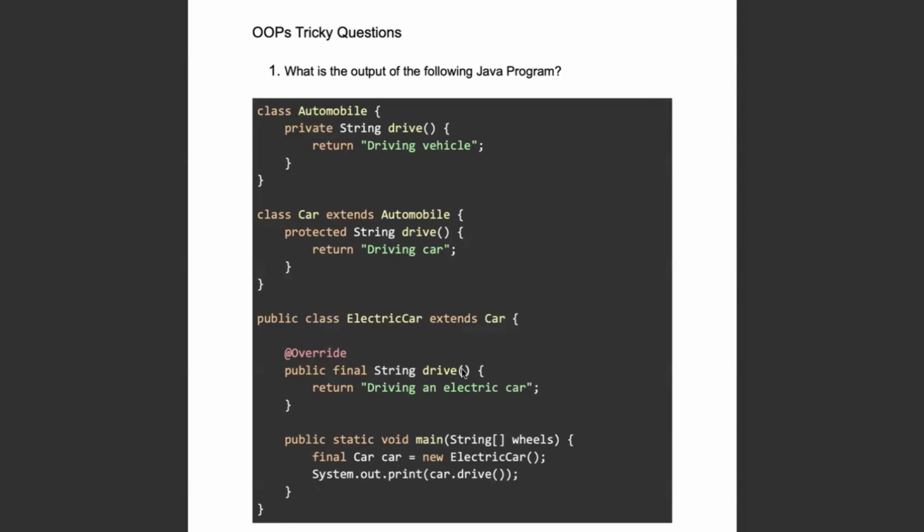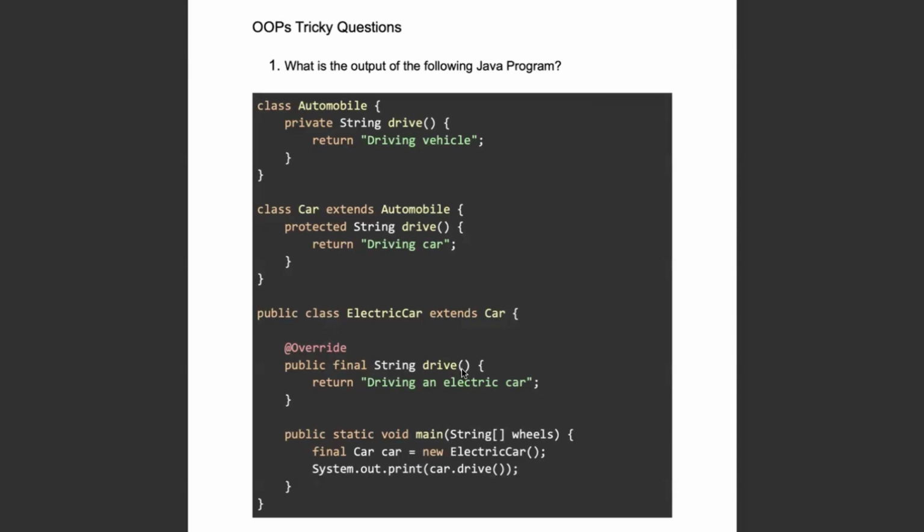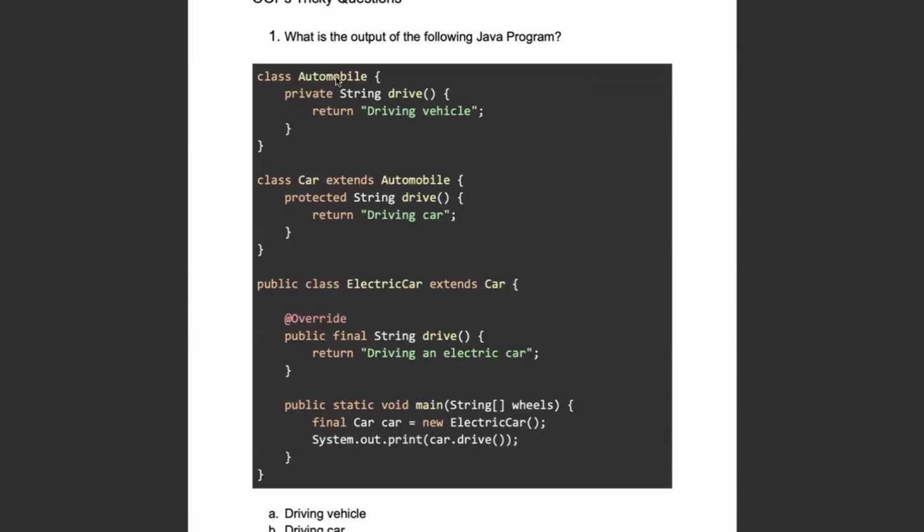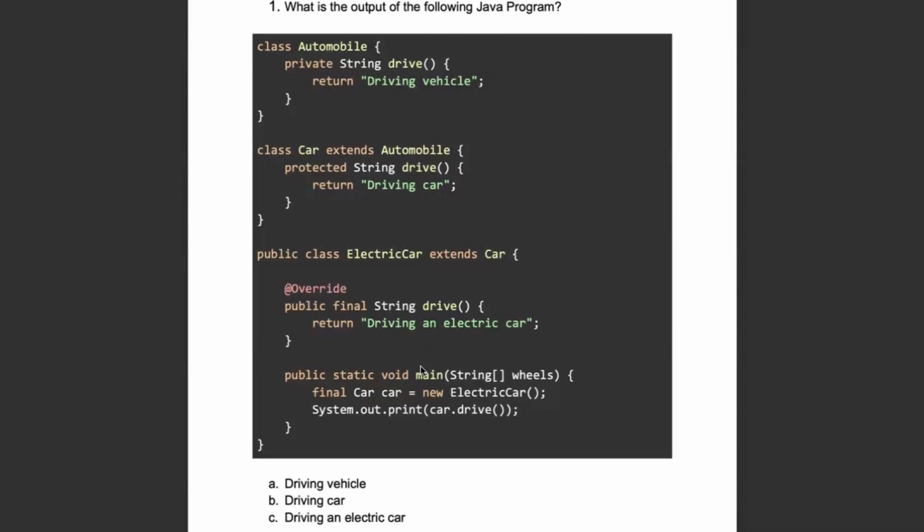So let's start this. What is the output of the following program? I will just explain the program. So here is an automobile class. There is a drive function. And again, car class extends the automobile class, which also has a drive function. Okay? And another class, this electric car, extends car again. So this is multi-level inheritance. Okay? That has an override function for drive. And in the main function, we are creating an object and we are printing car.drive.